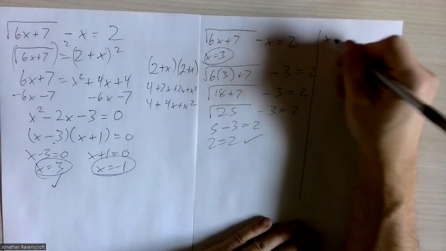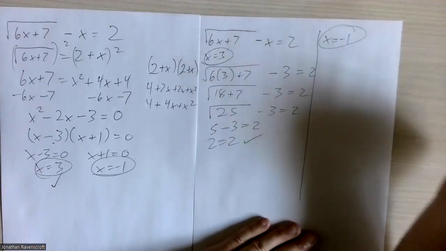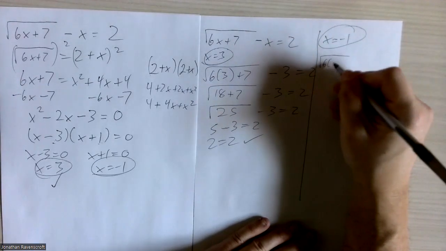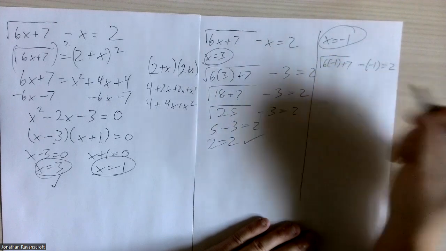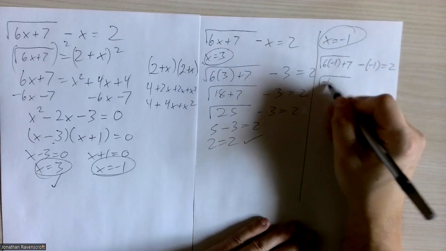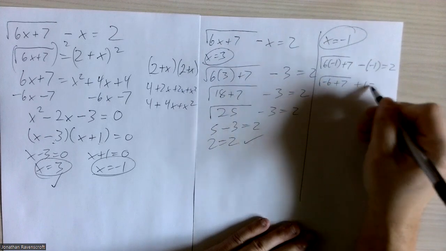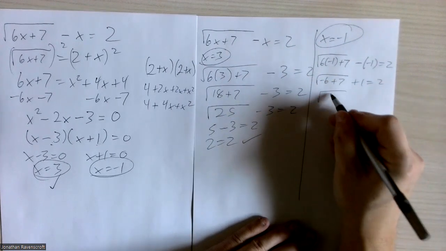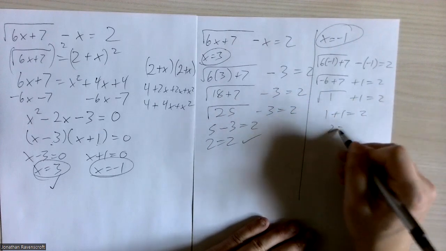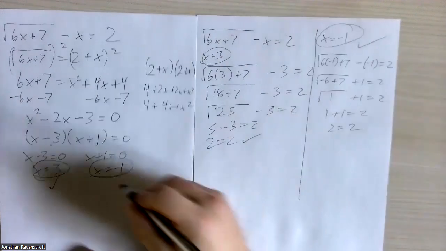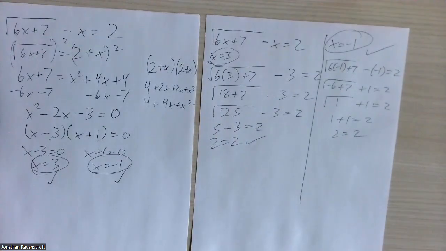What about negative 1? Negative 6 plus 7 plus 1 equals 2. Square root of 1 plus 1 equals 2. 1 plus 1 equals 2. 2 equals 2. Checks out. These are both valid solutions.